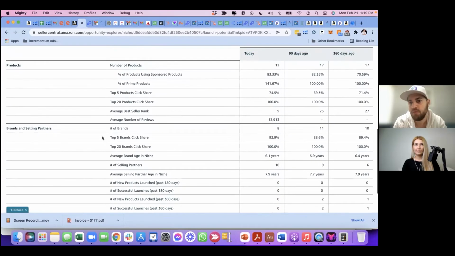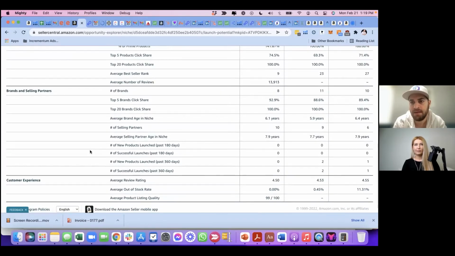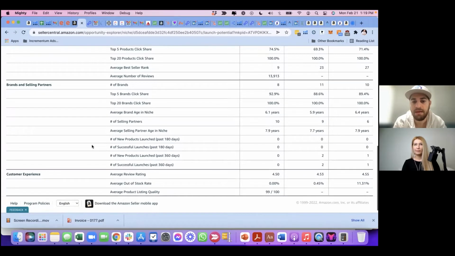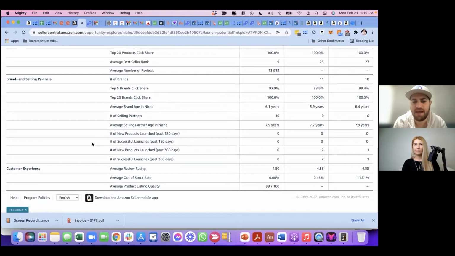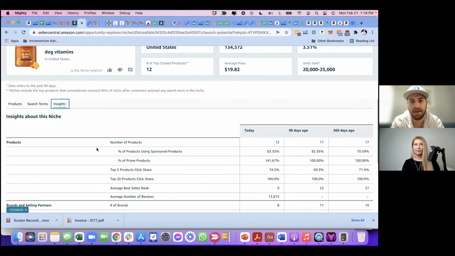There's more interesting data here. Like you see 12 top products, but 8 brands, right? So it's really 8 brands that make up those 12 products. Average selling partner age in the niche is 7.9 years. So this is more of an established niche. That's why it's harder to come in. And Amazon also gives you the average listing quality, and it's 99 out of 100. Again, that shows you that this is a very advanced niche.